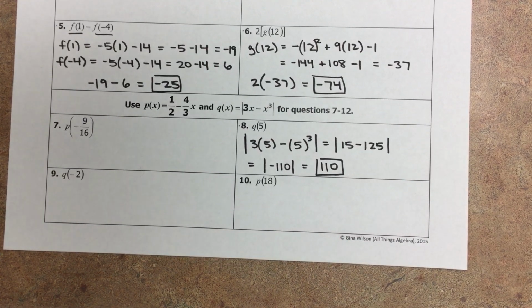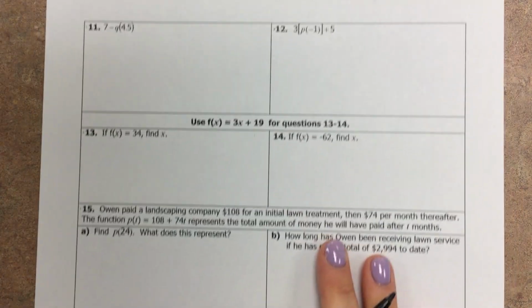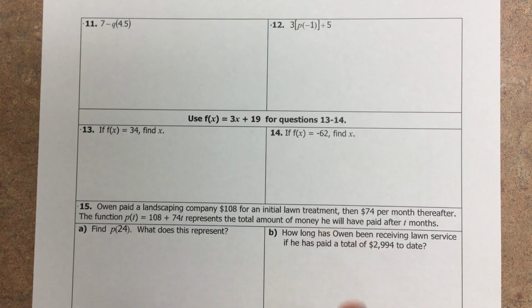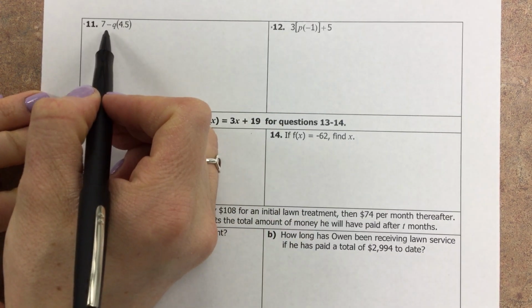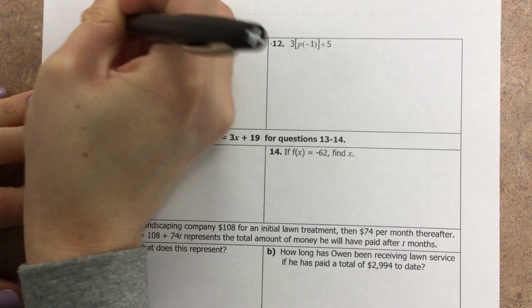All right, so that's one example there of just plugging in a plain old number. On the next page, we have the ones that look a little bit more complicated, so I want to make sure we're focusing on those. So this one we have 7 minus q of 4.5. So I just want to get q back up on the screen.